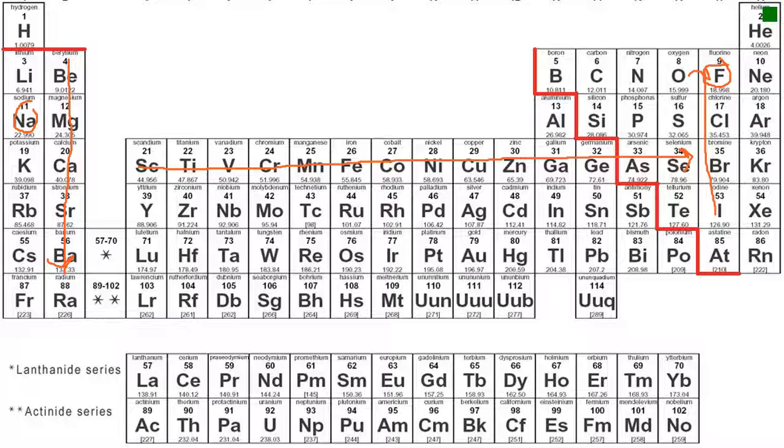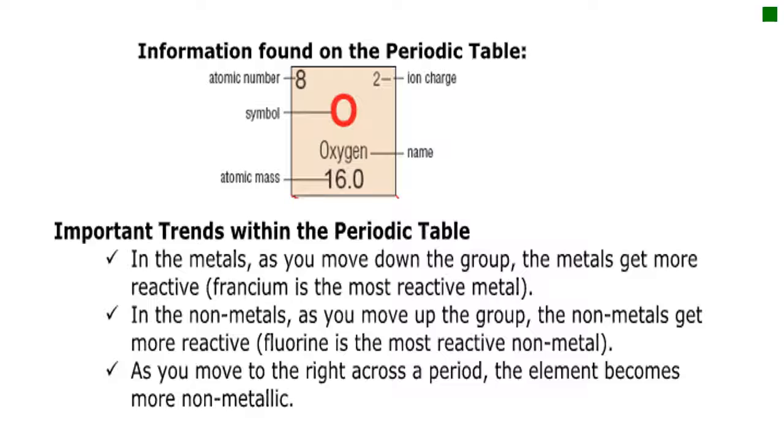There's also some information found on the periodic table that's important, and I'll talk about that on the next slide. Some important information found on the periodic table, which you have to know, is the atomic number. That's the number of positive protons found in the nucleus of the atom, and it's also the total number of electrons.